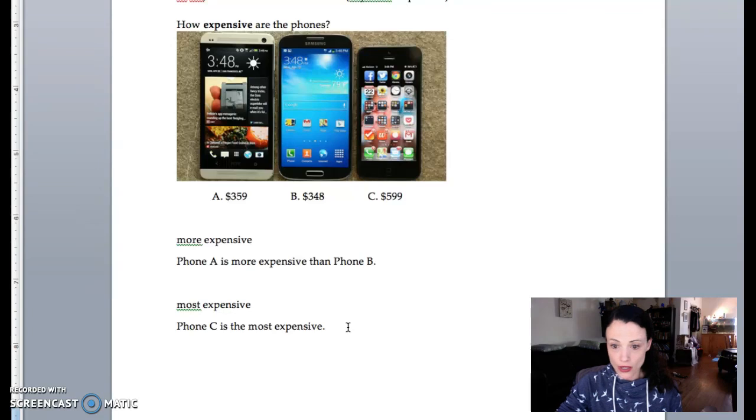I can just put my period here, or I can say the most expensive of the phones, or of all the phones. But I'm not going to say phone C is the most expensive than. No. When we use most or EST, there's no comparing two things.